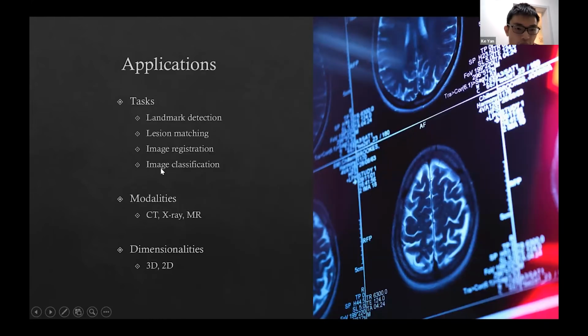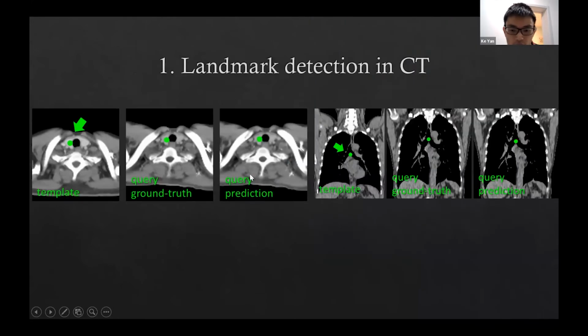Our algorithm called SAM has many applications, so let me introduce some typical ones. The first one is landmark detection in CT. We can let the doctor click only once on a template image, and then our algorithm can find the corresponding landmark in all the other images. This is the right thyroid gland, and this is the bronchus.